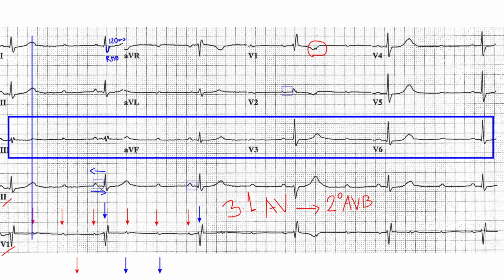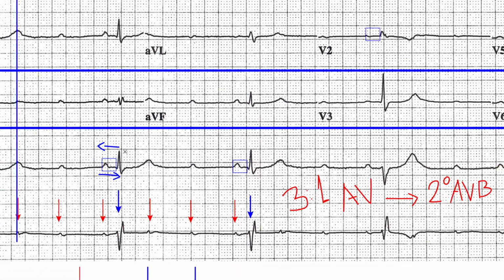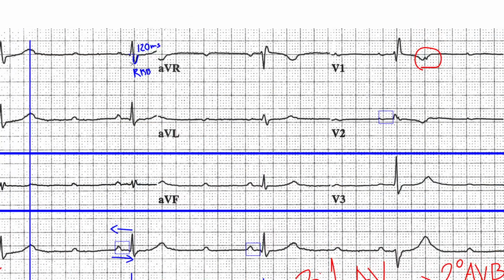For a moment here, I was thinking that this could be a junctional escape rhythm, and it certainly had all the criteria for it. We were looking at a wider QRS. The rate was exceptionally low.